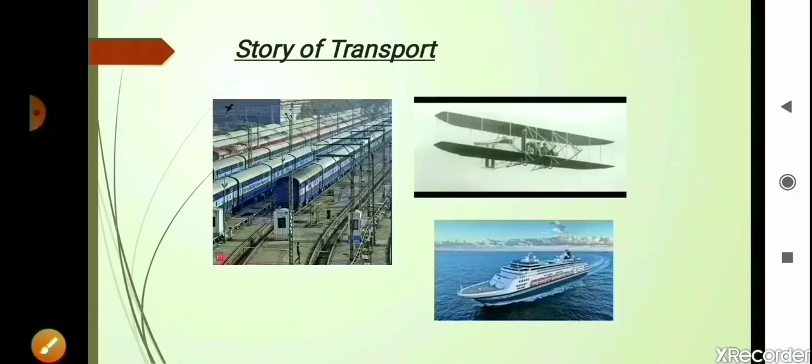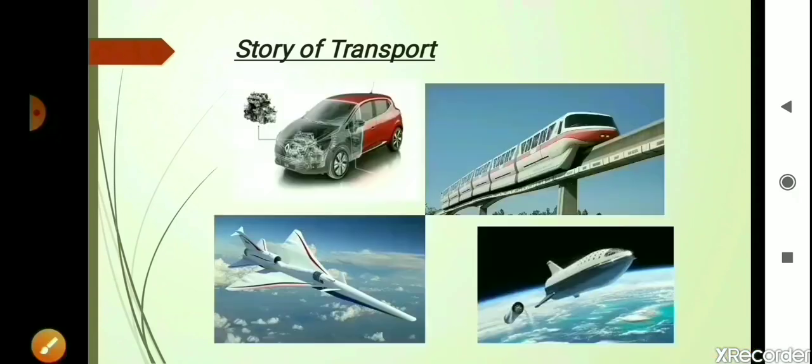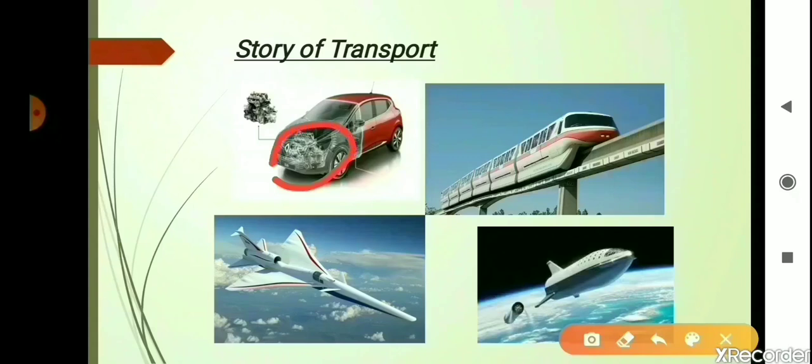We see that the railways have undergone a lot of changes with time. In the earlier times, the planes that were developed were very simple in structure. Now we see very different kind of aeroplanes. The ships, boats also took different structures with time. Now these are some pictures of the modern day transport. We have car, which is fitted with an internal combustion engine. We have monorails, we have supersonic jets and spacecraft, which are all the modes of transport that are available today.